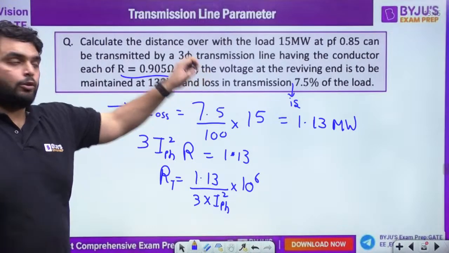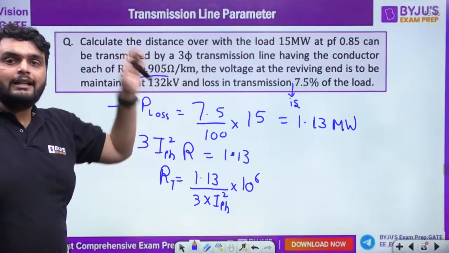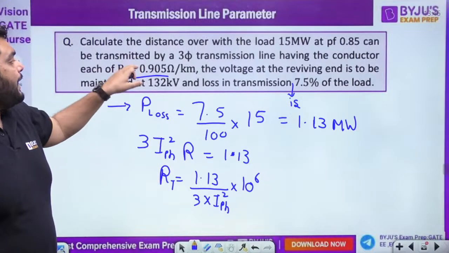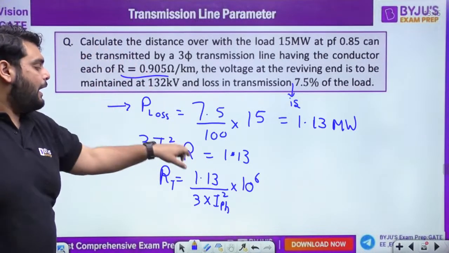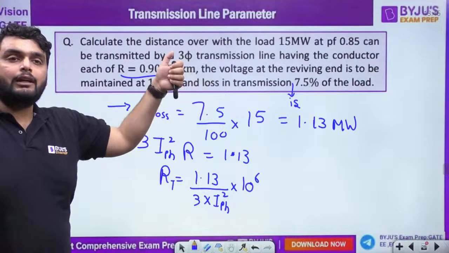Understood the concept? Yes or no? Understood the whole concept we are doing here? That to find out the length of a line, we find the total resistance and the per kilometer resistance, and after dividing both of them, we can find out the length of the line.